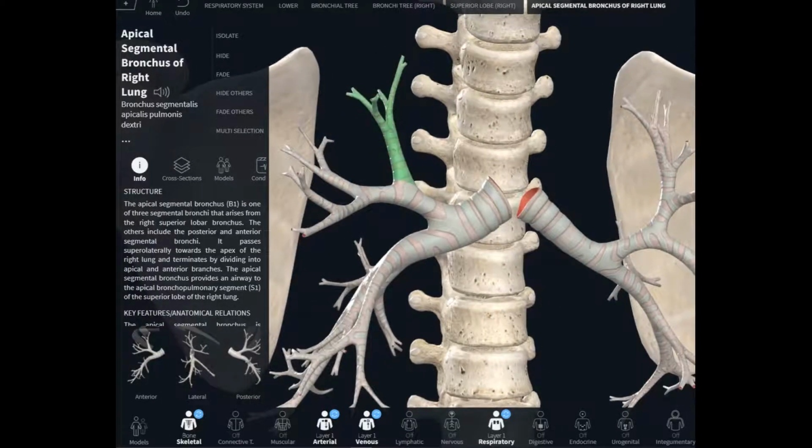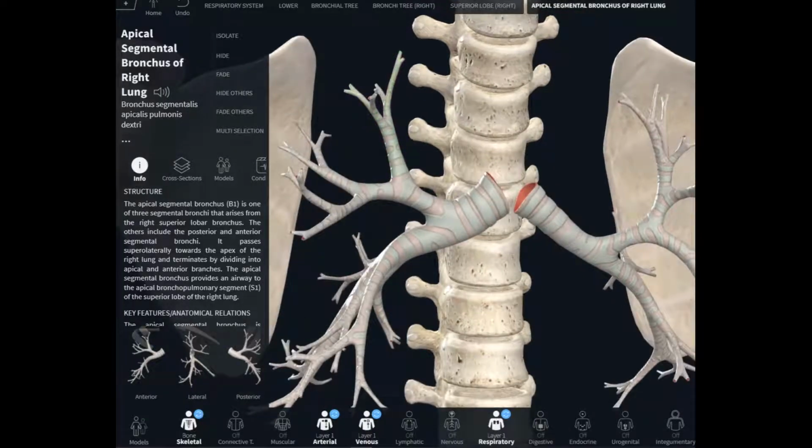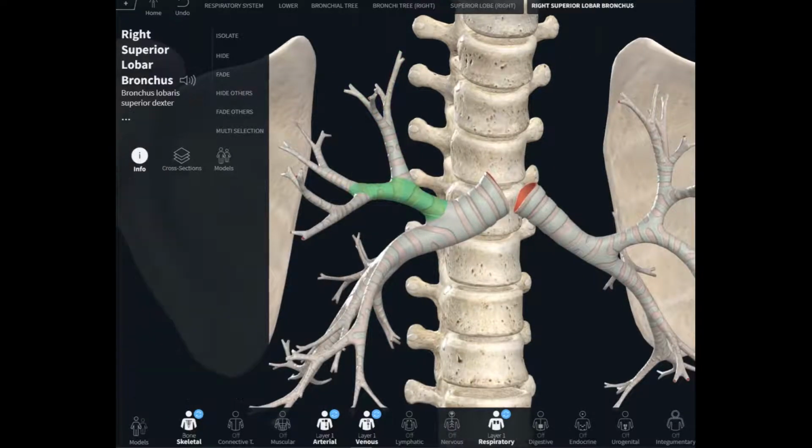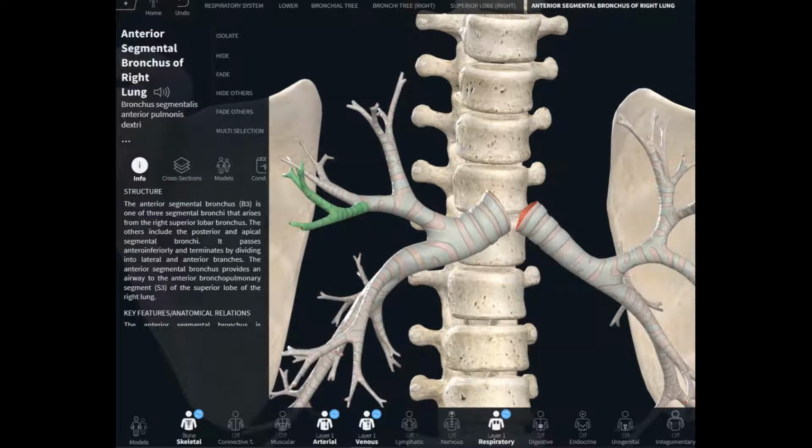So we have the apical segment here that projects posterolaterally, the posterior segment here that also projects posterolaterally, and then the anterior segment that projects anterolaterally and supplies all of the superior lobe of the lung.